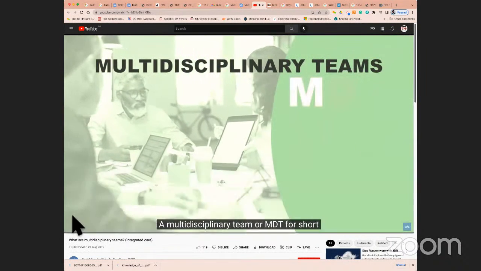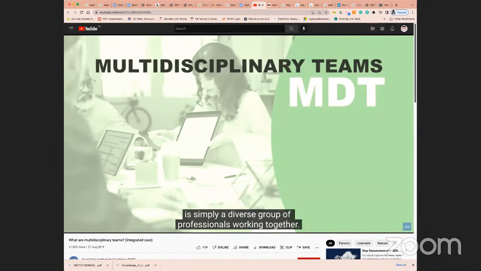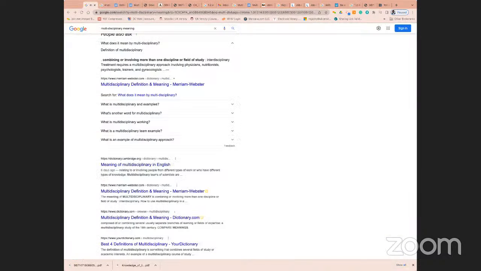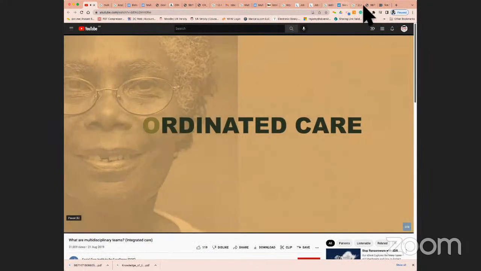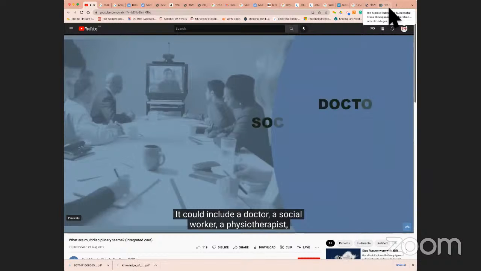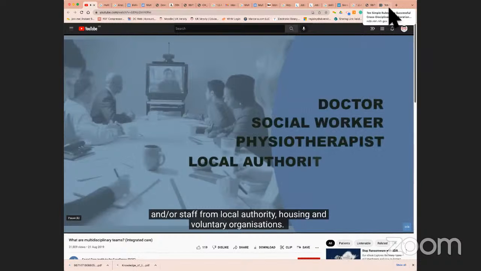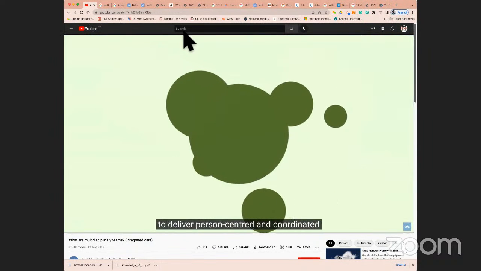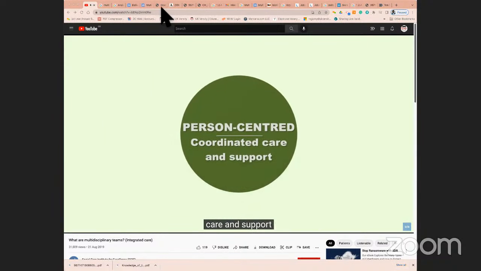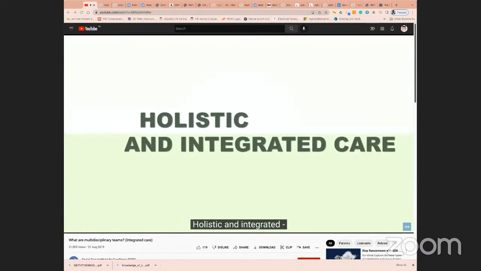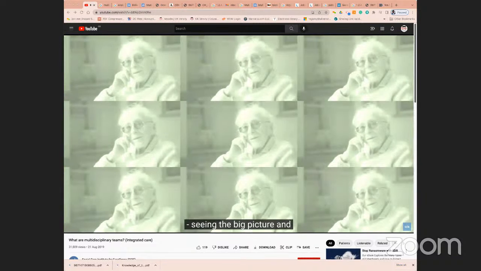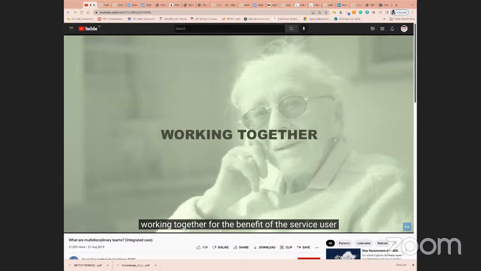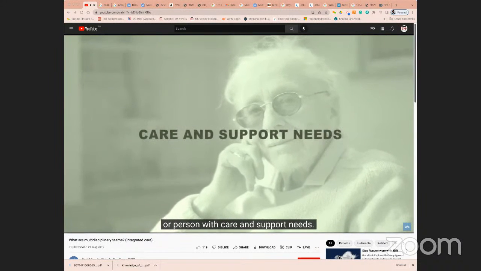Multidisciplinary team, or MDT for short, is simply a diverse group of professionals working together. The MDT would aim to deliver person-centered and coordinated care and support for the person with care needs. It could include a doctor, a social worker, a physiotherapist, and staff from local authority, housing, and voluntary organisations. These professionals can work together to deliver person-centred and coordinated care and support for the person with care needs. Holistic and integrated, or to put it another way, seeing the big picture and working together for the benefit of the service user or person with care and support needs.